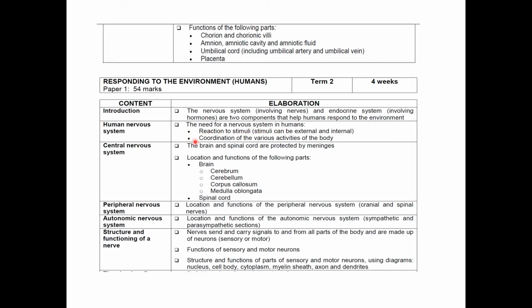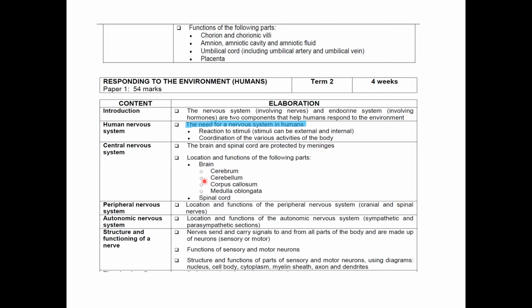There's the two important points. Make sure that you know that. Highlight it. So when they ask you the need for a nervous system in humans, you've got your answers. The need for a nervous system in a human is to react to stimuli, coordination of various parts of the body. You must know the brain and the spinal cord are protected by meninges.